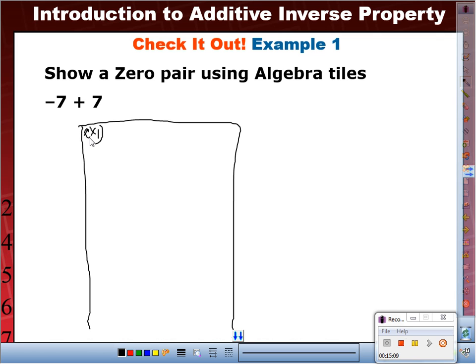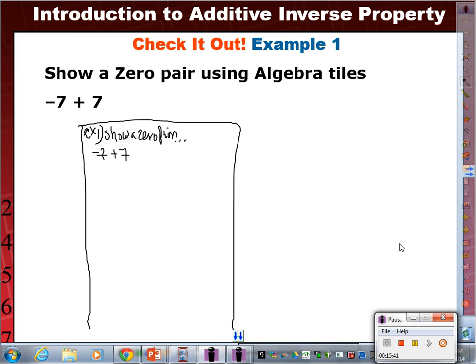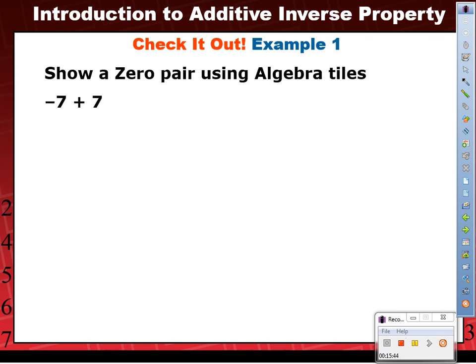Okay, here we go. Example 1. So then you're going to write show a 0 pair, and then just finish the information. And underneath that, you're going to write -7 plus 7. Does that make sense? Yes. Okay. So copy that problem. Example number 1 on the top left corner. 20 seconds. All right. So this is what we're going to do. It says, look at the instructions. Show a 0 pair using Algebra Tile. So at this time, I want you to get the tiles out of the bags, please.